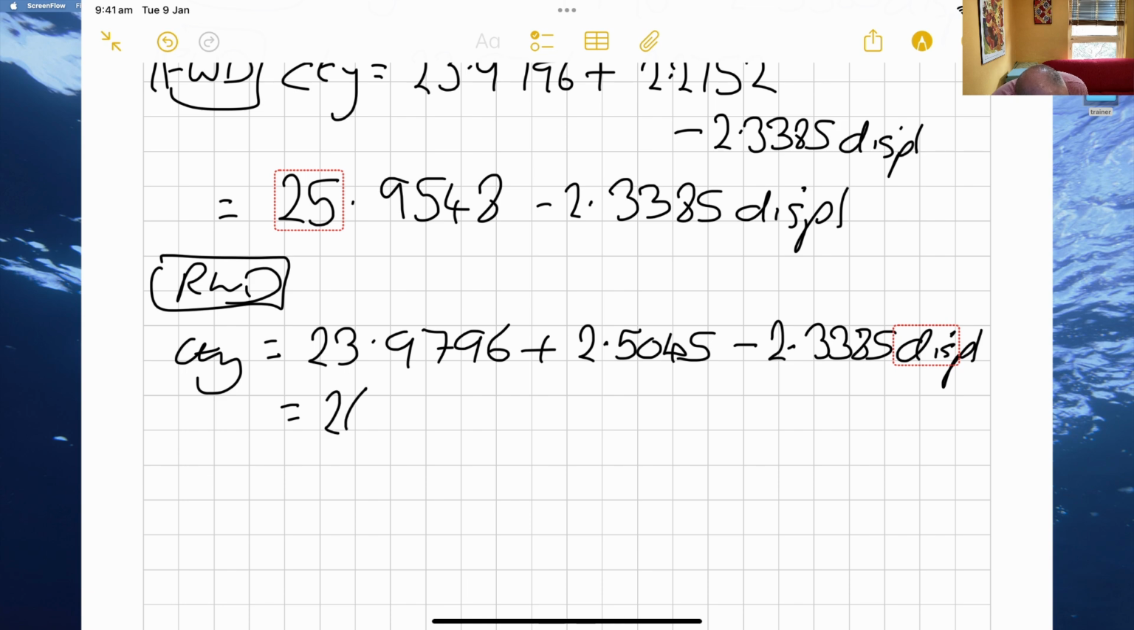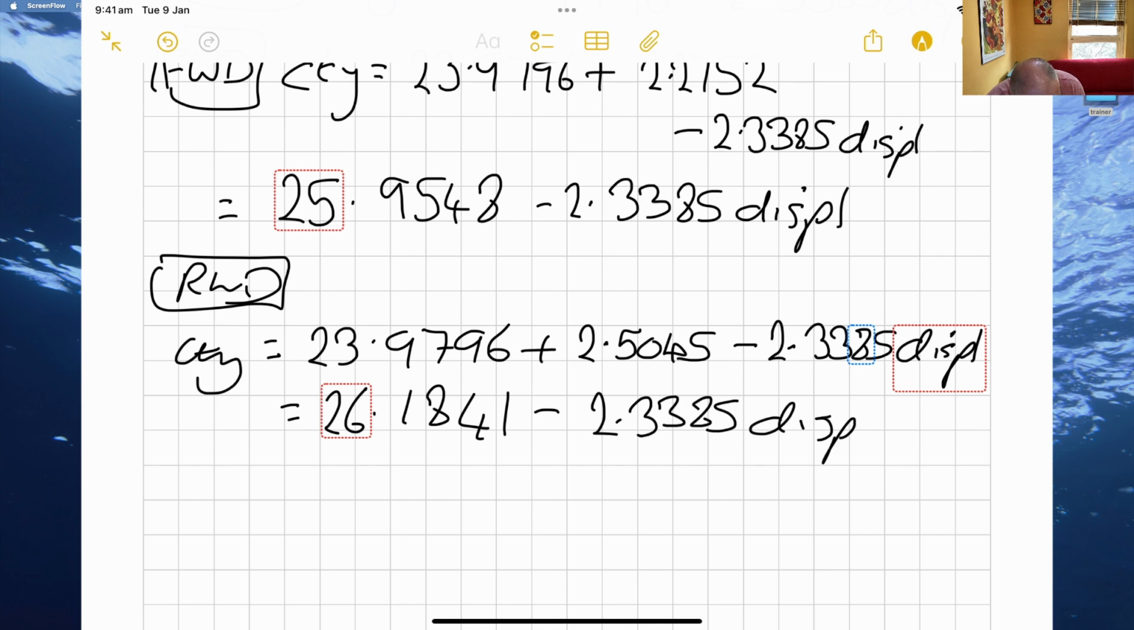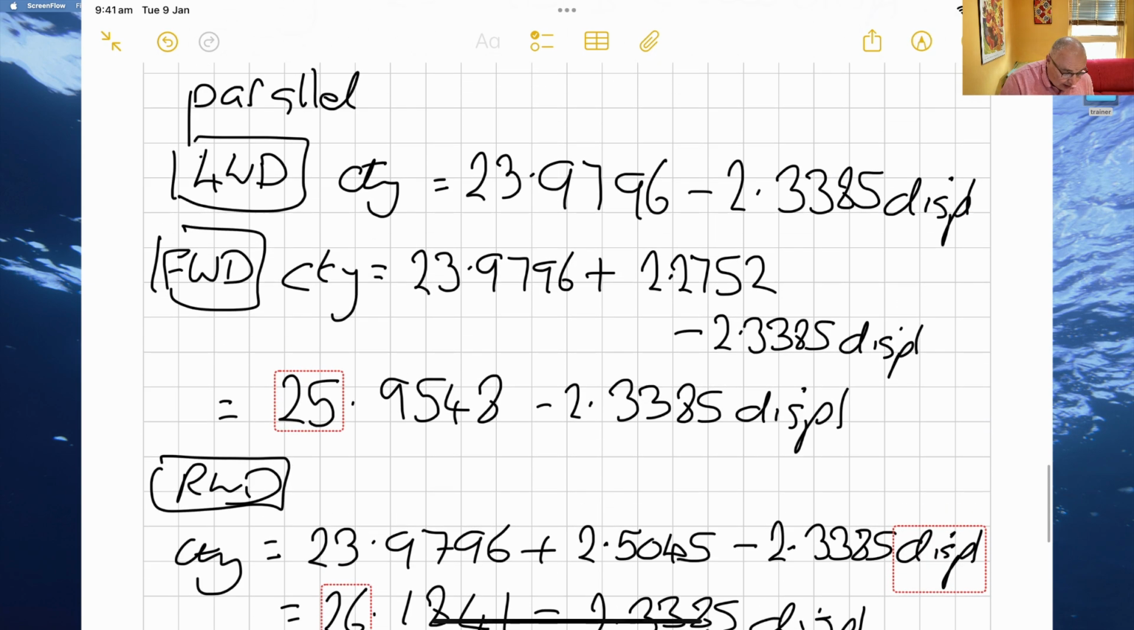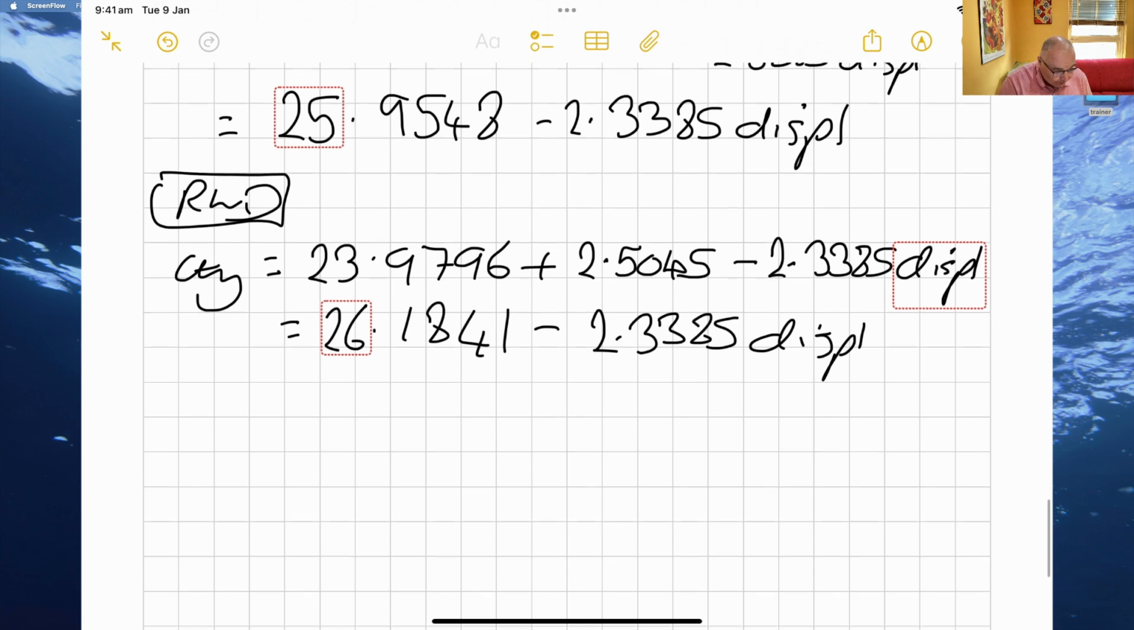Jono got, so there's only about a 50% chance it's actually right, because he's not very good at mental arithmetic. But 26.1841 minus 2.3385 displacement. So the key idea here is we take the intercept and we sort of adjust it for each of the extra two levels beyond the four-wheel drive.